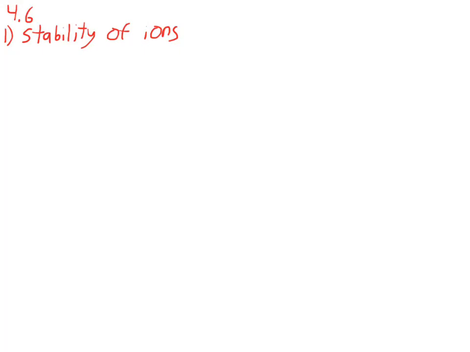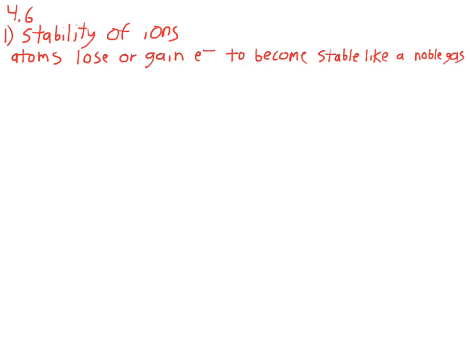Today we're going to learn about comparing the stability of ions and the sizes of ions based on their numbers of protons and electrons. So first, the stability of ions. Atoms on the periodic table tend to gain or lose electrons. That way they can become stable like the noble gases, having the same number of electrons as a noble gas.